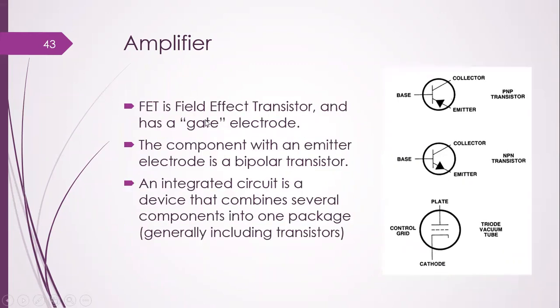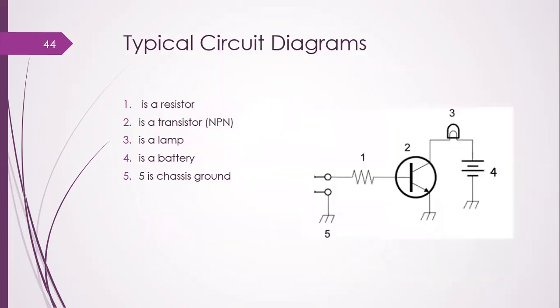An amplifier can be made with the FET, which is the field effect transistor, and has a gate electrode. The component with an emitter electrode is a bipolar transistor. An integrated circuit is a device that combines several components into one package, generally including transistors. Most ICs are made from many of these components, and in a single IC, millions of gates with resistors, transistors, diodes, capacitors, and inductors are built into these chipsets.